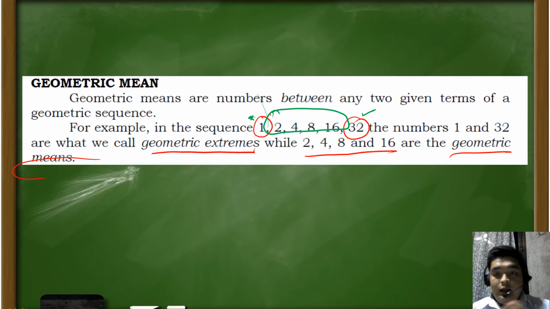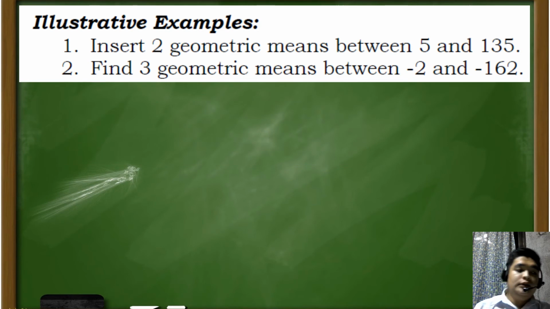So, in other terms, geometric means are the terms between any two non-consecutive terms in a geometric sequence, meaning those in the middle. Okay? So, insert two geometric means between 5 and 135.